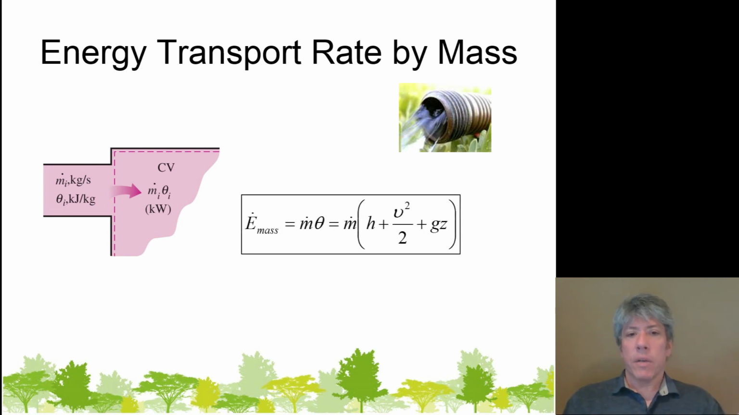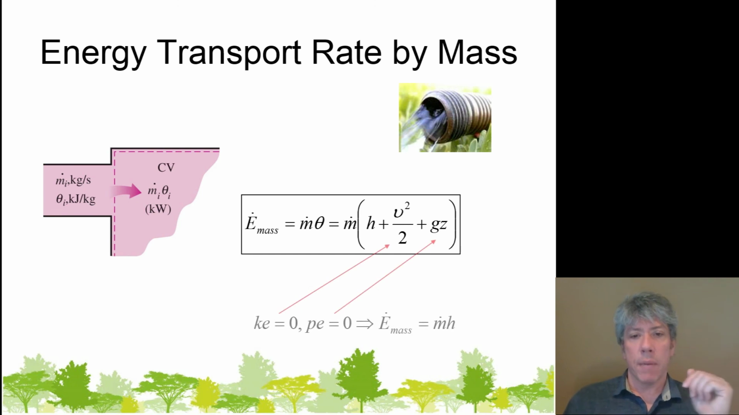So to write that out in equation form, the power input or exiting even a system by mass is equal to the mass flow rate times theta, because this is a flowing stream, and we can break up theta into its enthalpy, its kinetic energy, and its potential energy. And like I said, very often we will neglect the kinetic and potential terms, and so the energy or the power carried by mass is simply the mass flow rate times the enthalpy.